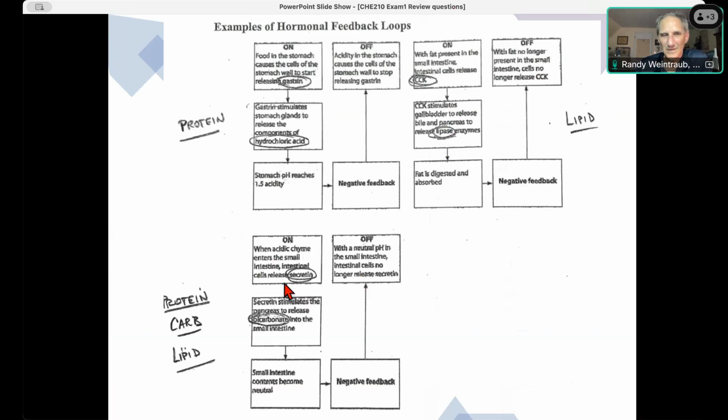Secretin, when secretin is released, that's telling that coming out of the stomach is this very acidic chyme, and we need bicarbonate into the small intestine to neutralize that acid before it harms the small intestine. So a lot of things happening there around reacting to and keeping things stable and digesting the macronutrients.